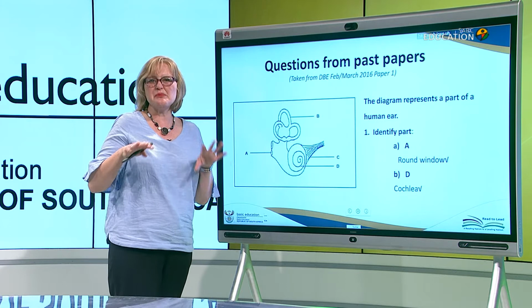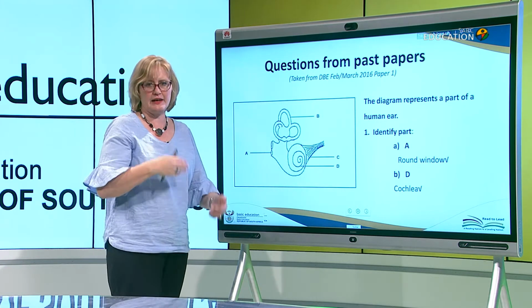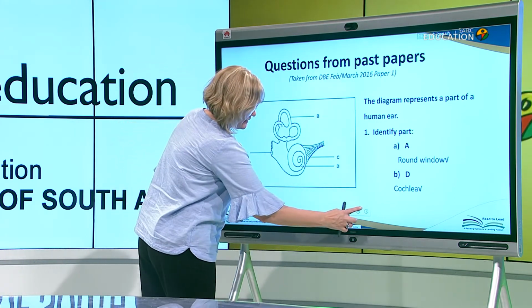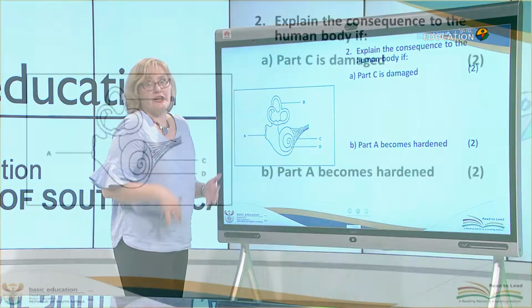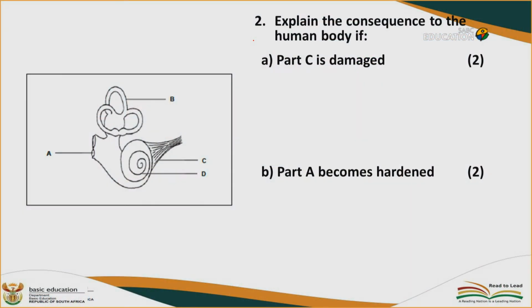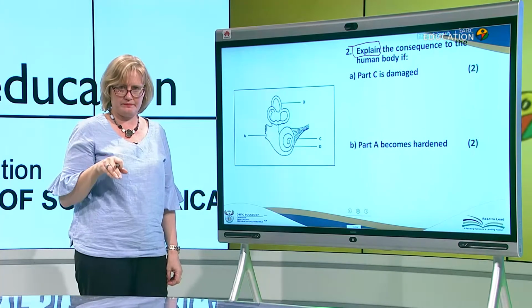They will always give you some easy questions and then they will lay down the law with the difficult ones. Hey? And here it comes, the difficult ones. Explain the consequences to the human body if part C is damaged. Now, when you get a question like this, it says, explain. Now, you can't just say it's going to be deaf or the hearing loss. No, you have to say why, because it's explain.